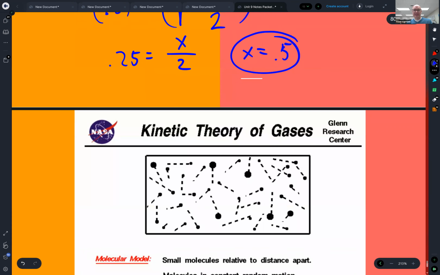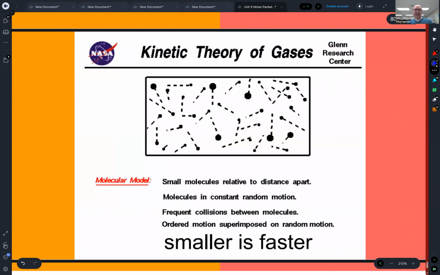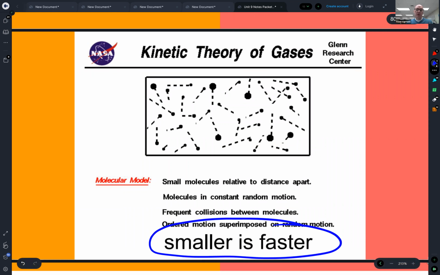Moving on. Last topic, we already know about the kinetic theory of gases, so I'm going to add one little detail on this. We know that the faster you get, the more energy you have, the hotter the temperature, the further apart, the more likely you are a gas. Here's the last little detail I want to add to it. The smaller you are, the faster you are.